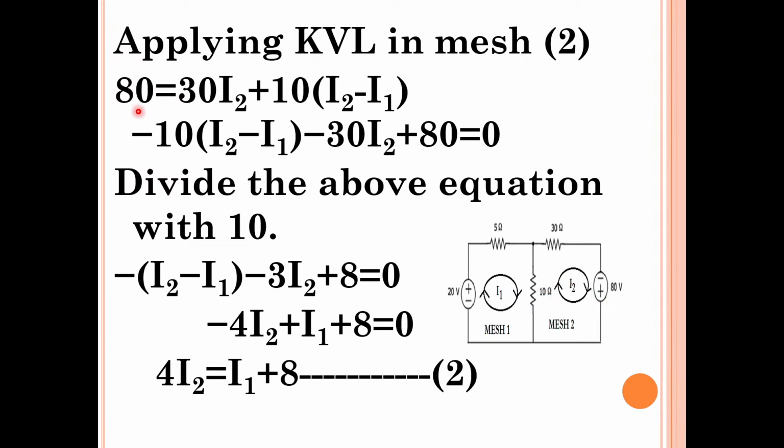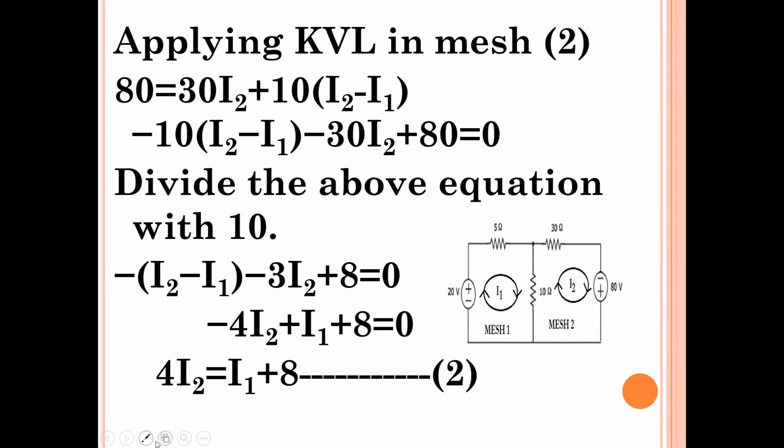So 80 is equal to, what is the current in 30 ohms? Only I2 current will flow through 30 ohms. So 30 into I2. The voltage across 30 ohms is 30 into I2, plus the 10 ohms is there. As I have already explained in the previous slide, here there are 30 ohms and 10 ohms, and the 10 ohms is in between mesh 1 and mesh 2. So both I1 and I2 currents will flow through 10 ohms.